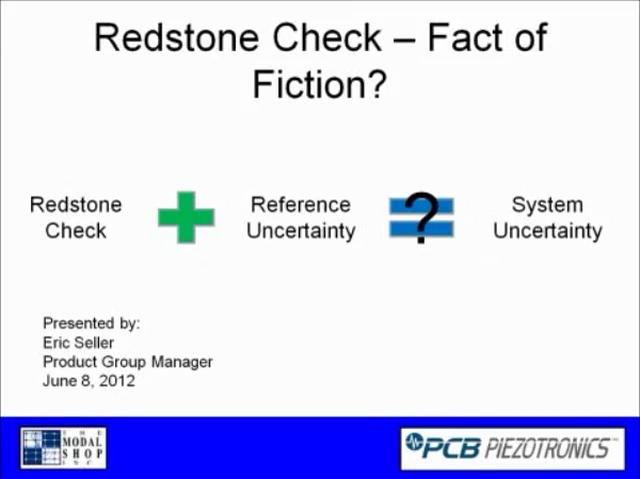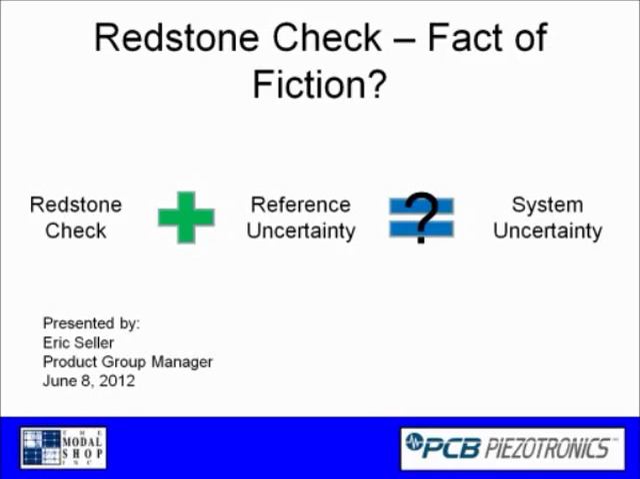Too far along here. So, Redstone check, fact or fiction. Under the Redstone check, when it's used to determine the uncertainty of a calibration system, the basic premise is that to determine total system uncertainty, all that you really need to do is this function called the Redstone check and add to it your reference uncertainty, and that'll give you your system uncertainty.